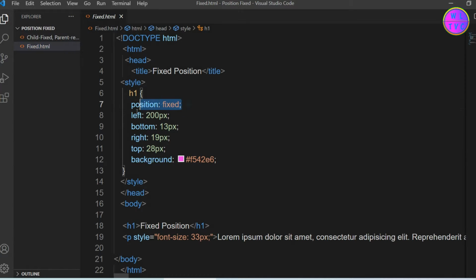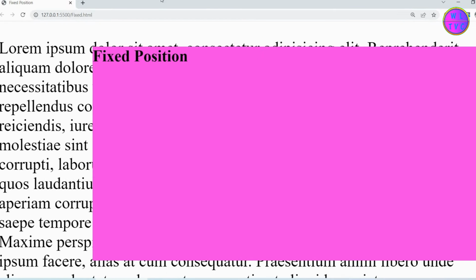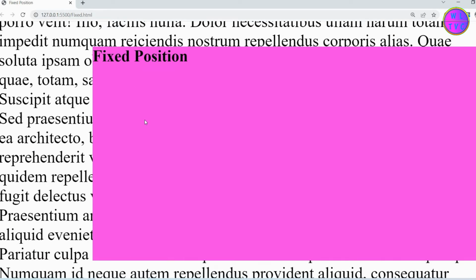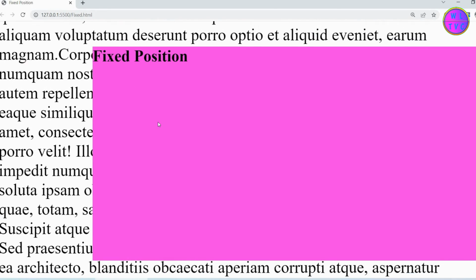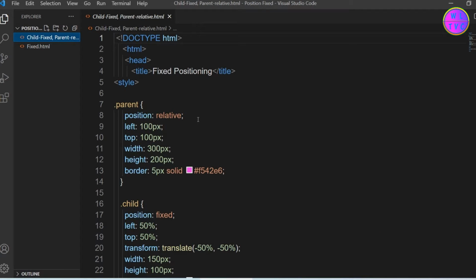The position fixed works similar to the position absolute, but there are two main differences. Number one, an element with the fixed position will always stay at the same place even if the page is scrolled. Number two, an element with the fixed position is always positioned relative to the body even if the parent element has the position relative.